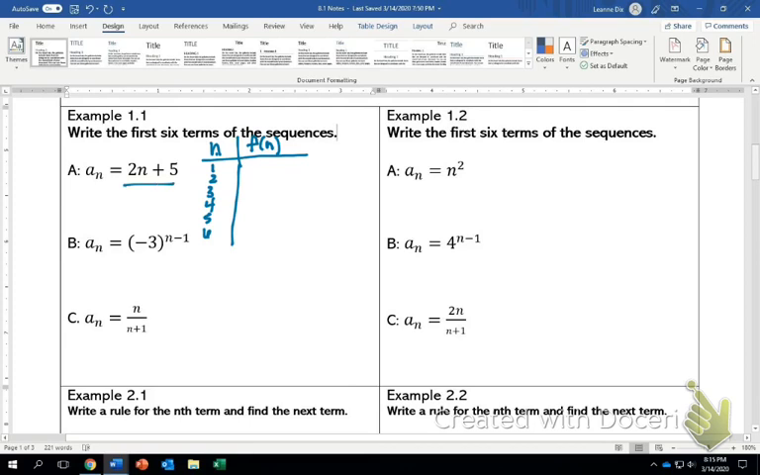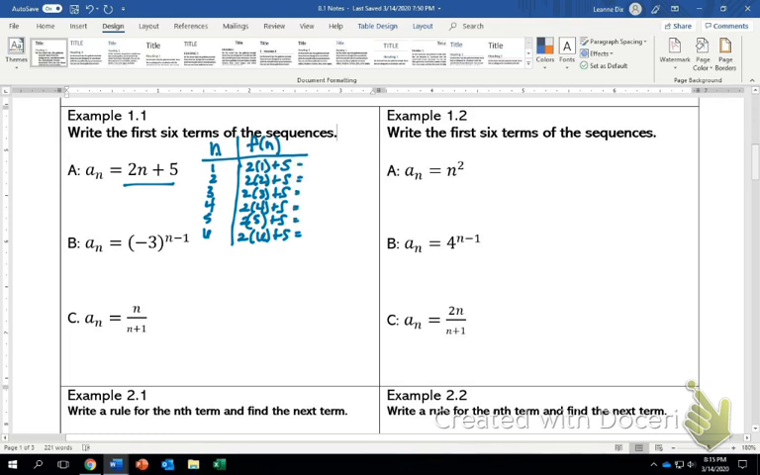They gave us the rule, which is right here. So I'm going to say that this is 2 times 1 plus 5. That means the next time I would plug in a 2, and then I would plug in a 3, and then I'd plug in a 4, followed by a 5, and then finally 6. And I can use my calculator to solve all of these out.